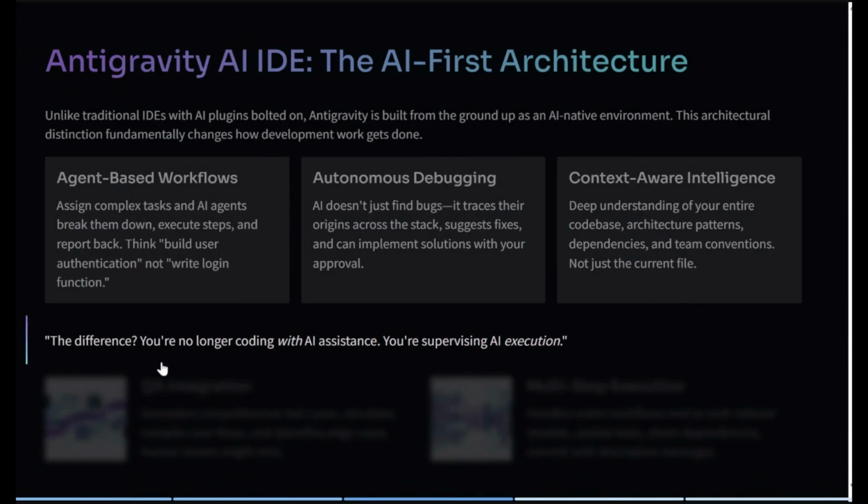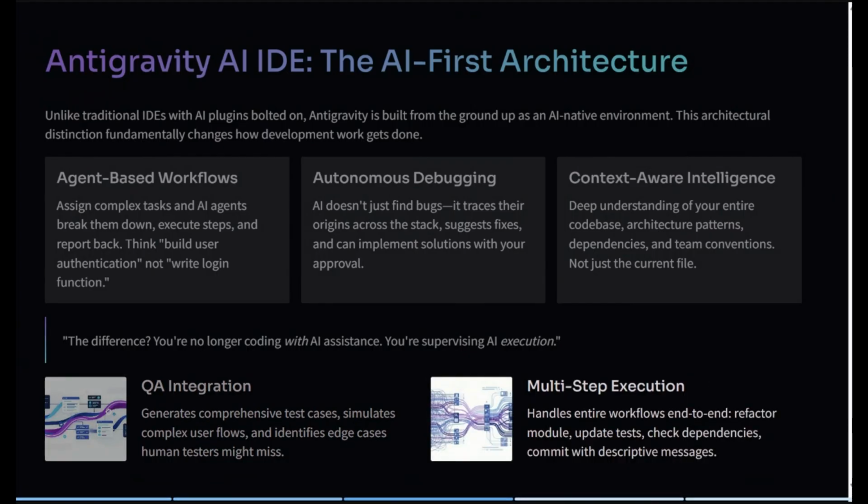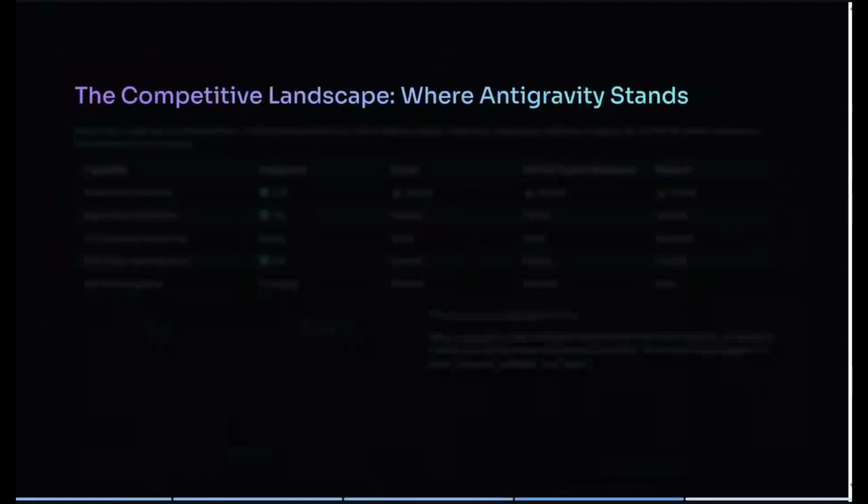So the difference is, you are no longer coding with an AI assistant, you are supervising the AI execution, right? You just need to supervise whether the code developed or the functionality developed is as per your requirement or not. So we have QA integration as well, which generates comprehensive test cases, simulates the complex user flows, and identifies the edge cases also, which human testers might miss, right? And it has multi-step execution. It can handle the entire workflow end to end and update the test, check the dependencies, and commit with descriptive messages, right?